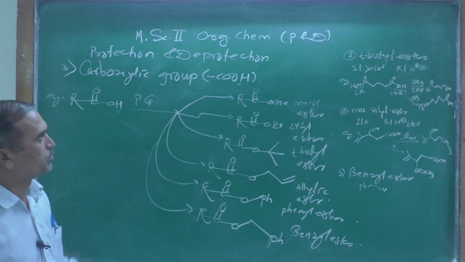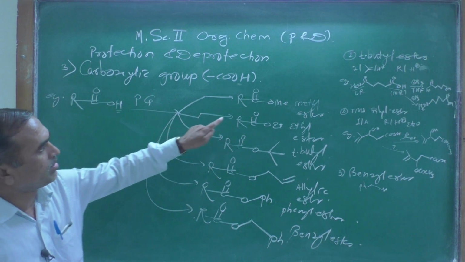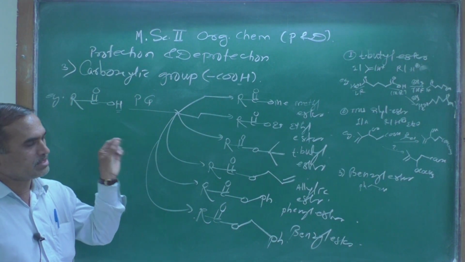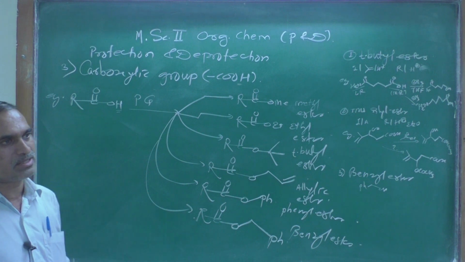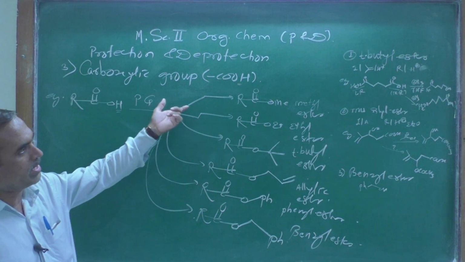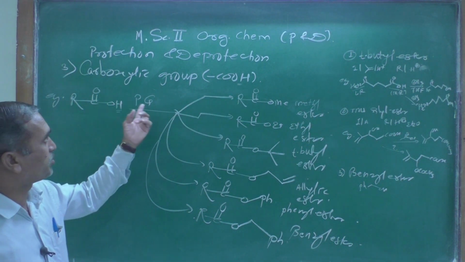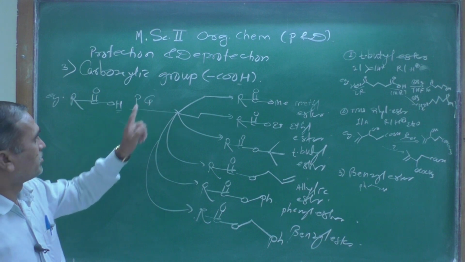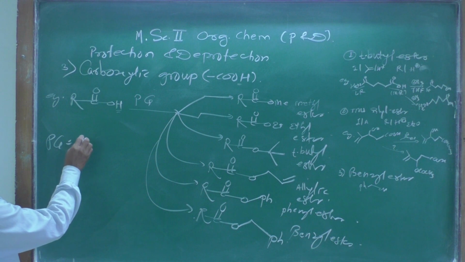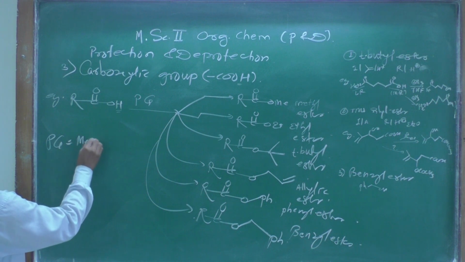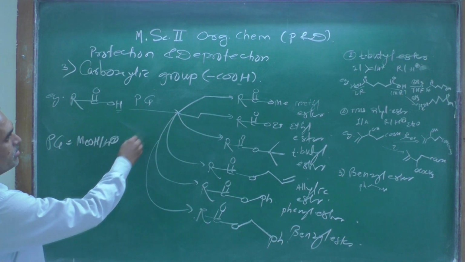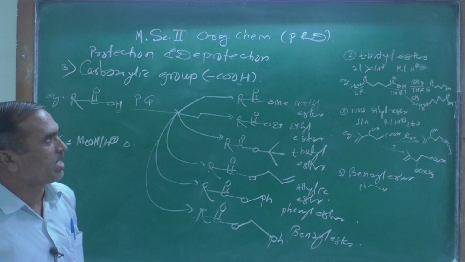This we can introduce. If you use methyl ester, you just treat this compound with methanol in excess amount in the presence of an acid, and you will get the methyl ester easily. That protecting group here, this PG means protecting group. If you use methanol, MeOH, in the presence of H plus and heat it, you will get this type of compound, the methyl ester.